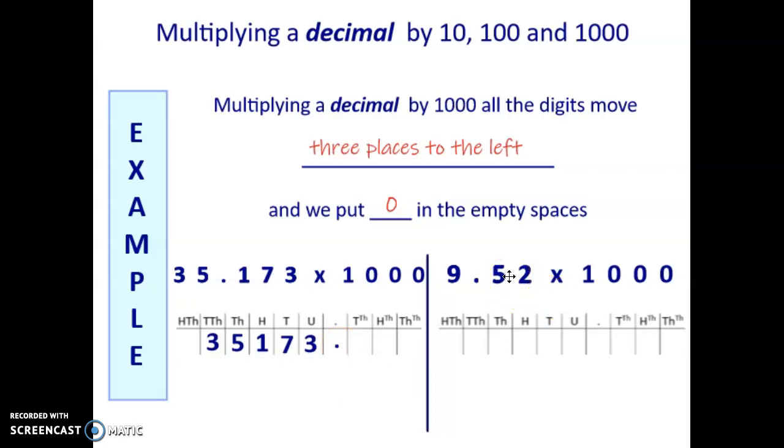9.52 times 1,000 is slightly harder. I put this here, and if I move everything 3 places to the left, what do I end up with? Did you get that right? 9,520. Did you remember to put the place value holder of a 0 under the units column?